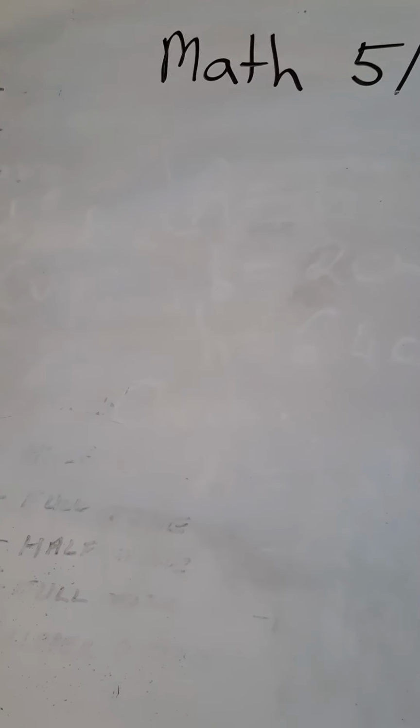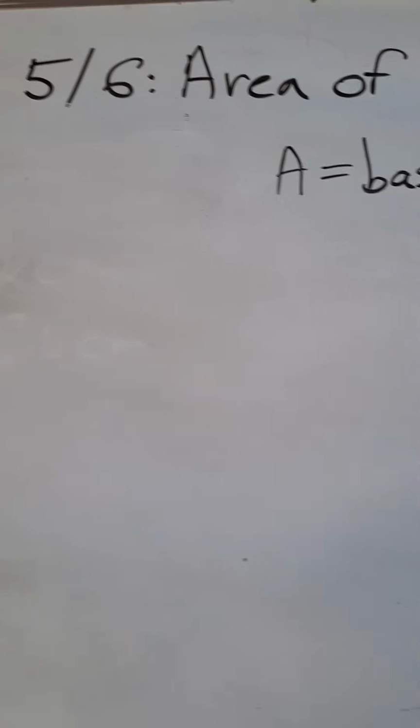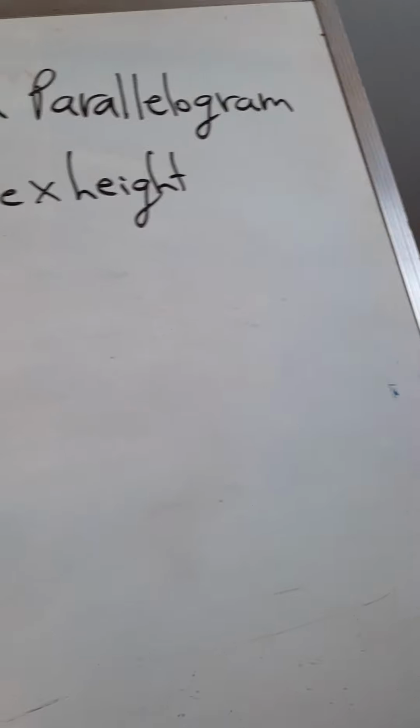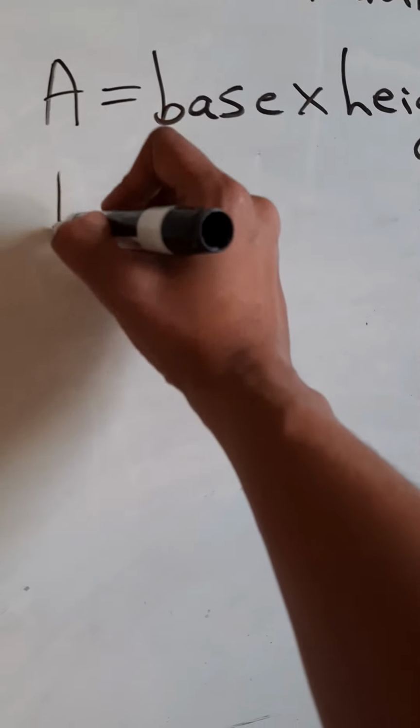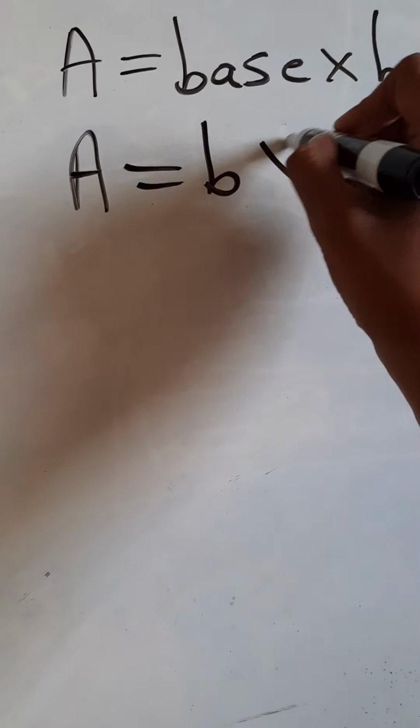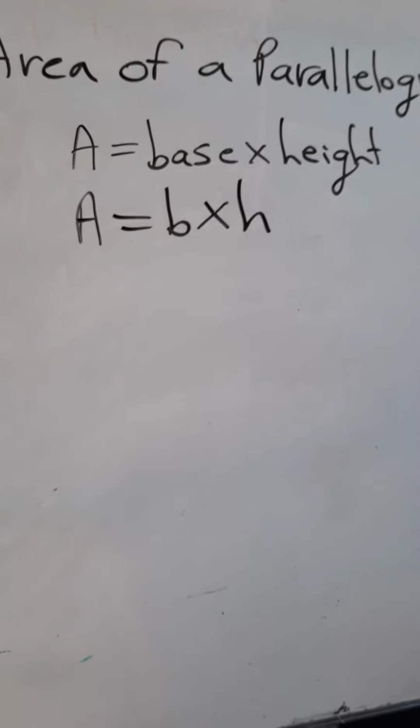Alright, so we are here back at our whiteboard. This is math 5-6, the area of a parallelogram. Okay, so first off, this is the actual formula for the parallelogram. The area is equal to the base times height. Okay, so just like this.